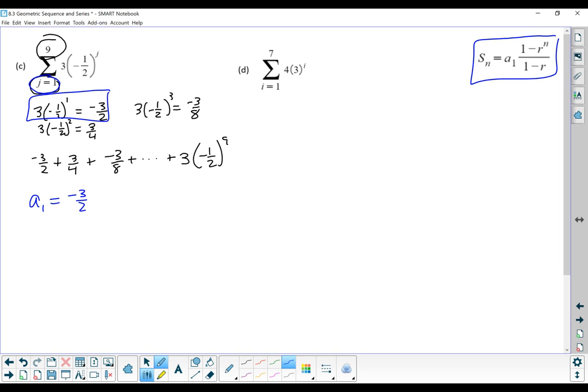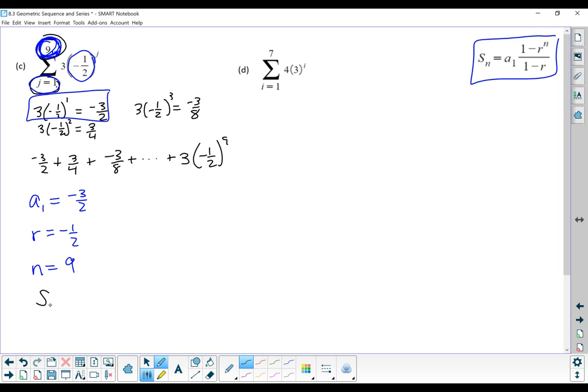We need to know the common ratio. Well, the common ratio is just the base of that power. It's negative 1/2. And then we also need to know how many terms, but the sigma notation is telling you how many terms at the top. It's telling you to stop when you get to 9. So we start with 1 and we go up to 9, and that's 9 terms.